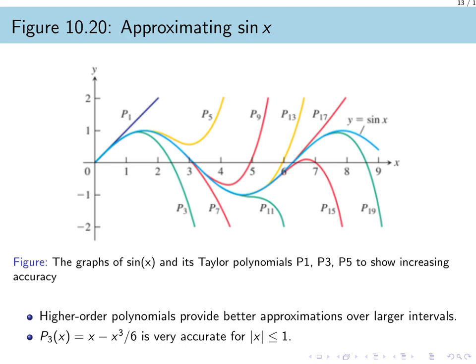This slide presents a graph that visually demonstrates how Taylor polynomials approximate the sine function. The main curve is the graph of y equals sine of x. The other curves are the Taylor polynomials of increasing order, starting with P1, then P3, P5, and so on.